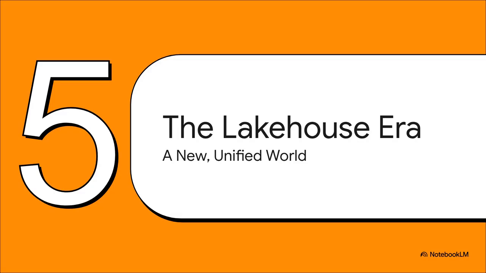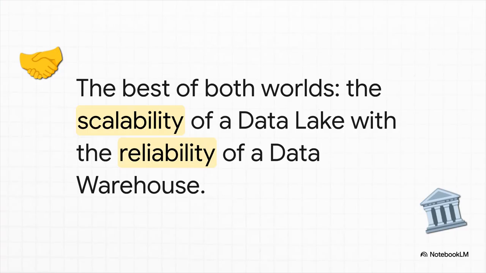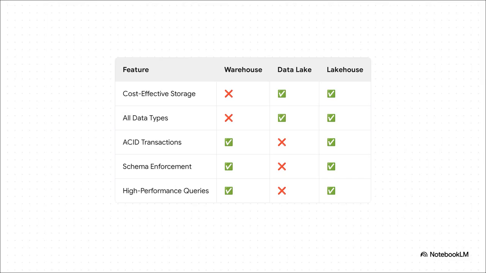So, when you put all these superpowers together, what do you get? Well, open table formats didn't just clean up the data swamp. They made an entirely new type of data architecture possible, the lakehouse. And the lakehouse is exactly what it sounds like. It's a single system that finally gives us the best of both worlds. You get the cheap, flexible, scalable storage of a data lake, but with the reliability, performance, and features of a data warehouse.